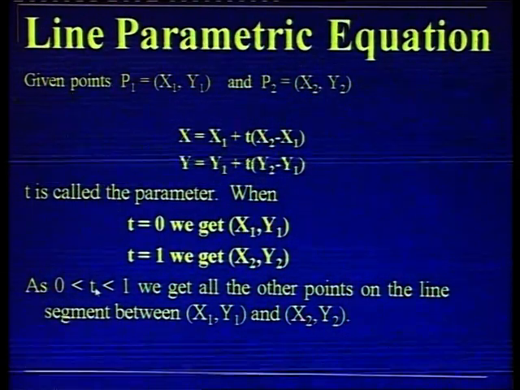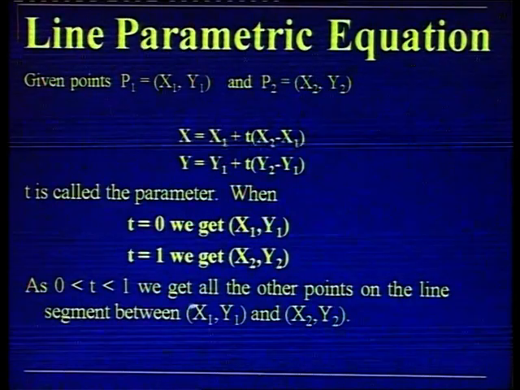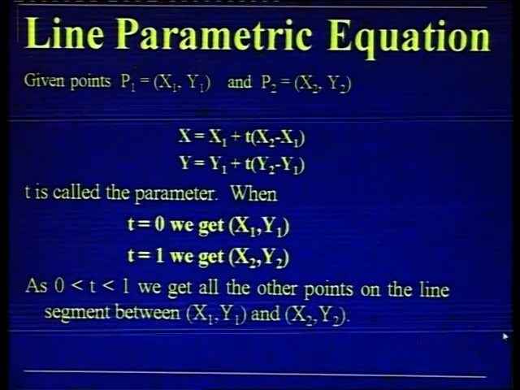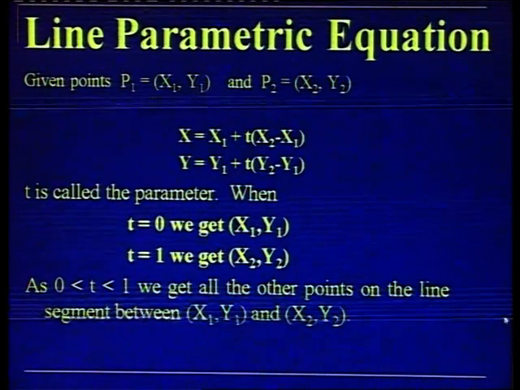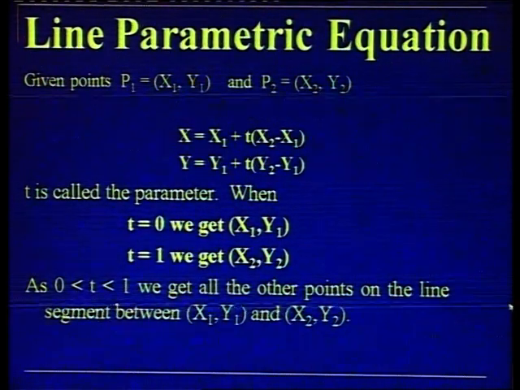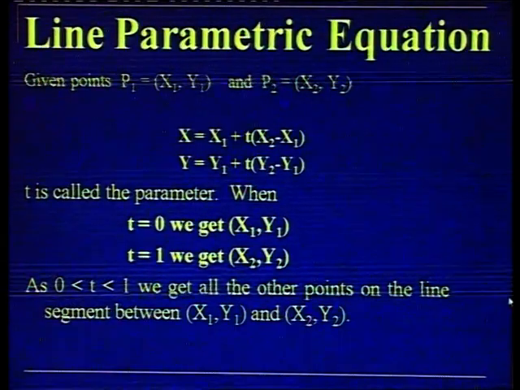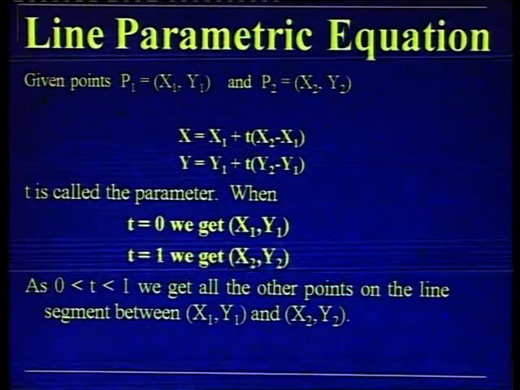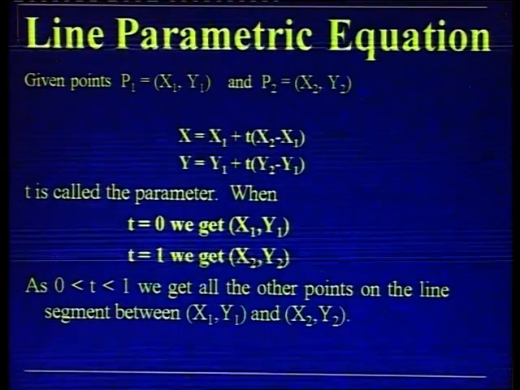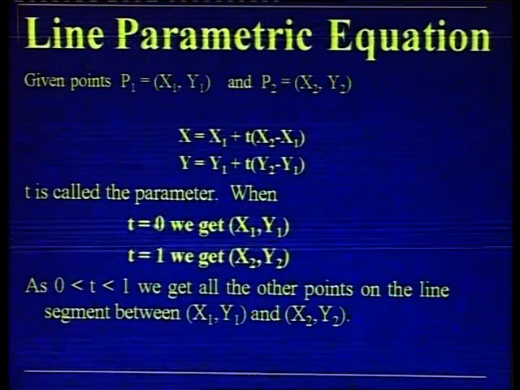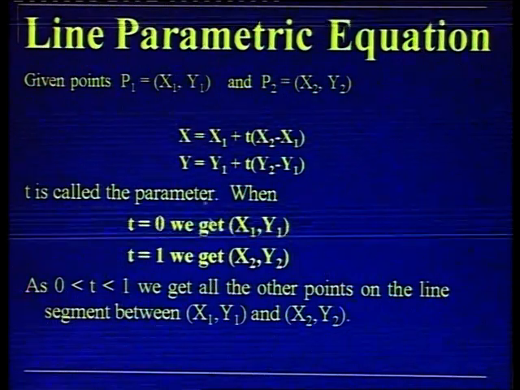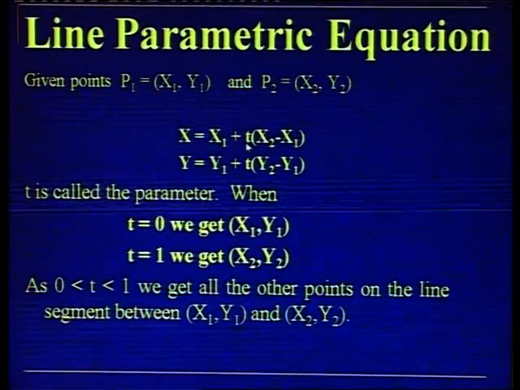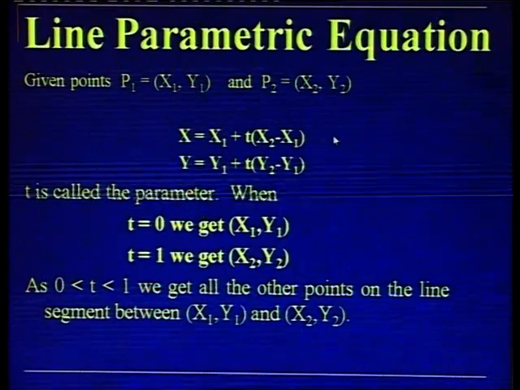This parameter t can range from 0 to 1. With this parameter we get all the other points on the line segment between x1, y1 and x2, y2. If we are given two endpoints of any line, all the points in between, from x1, y1 to x2, y2, we can get with the help of this equation. When t is 0, we get x equals x1 and y equals y1, because the second portion will be 0.